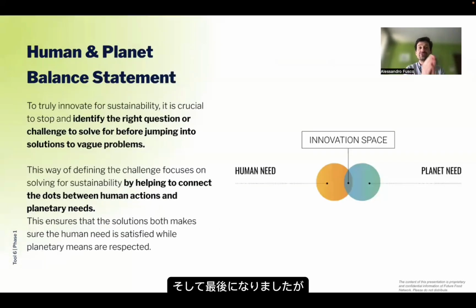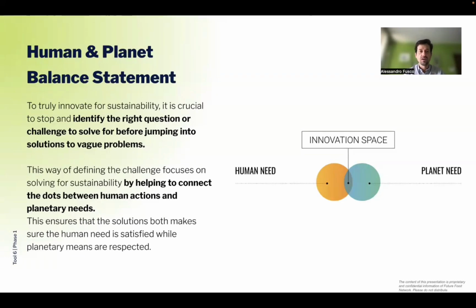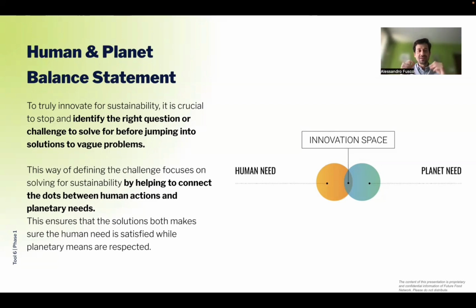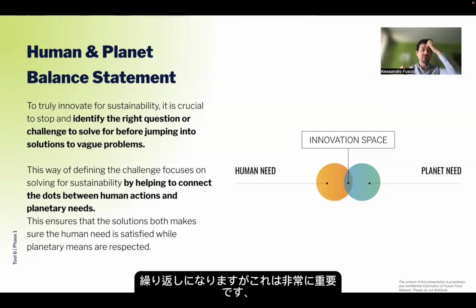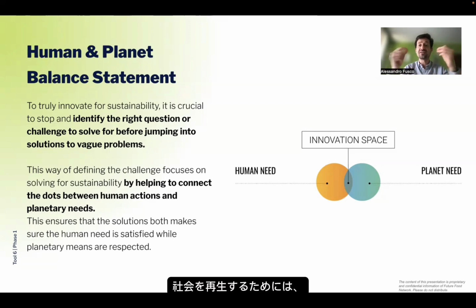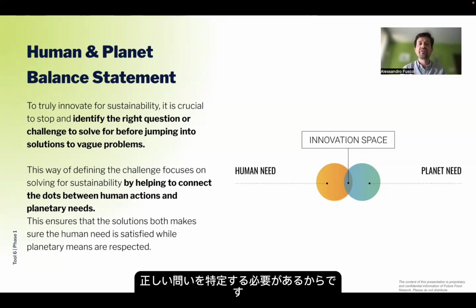And then last but not least, we have the human planet balance statement. Again, this is very important, of course, because it connects the dots between human and planet needs. But again, this is very important because to truly innovate for sustainability and to regenerate our food system, to regenerate our society, we need to identify the right question.